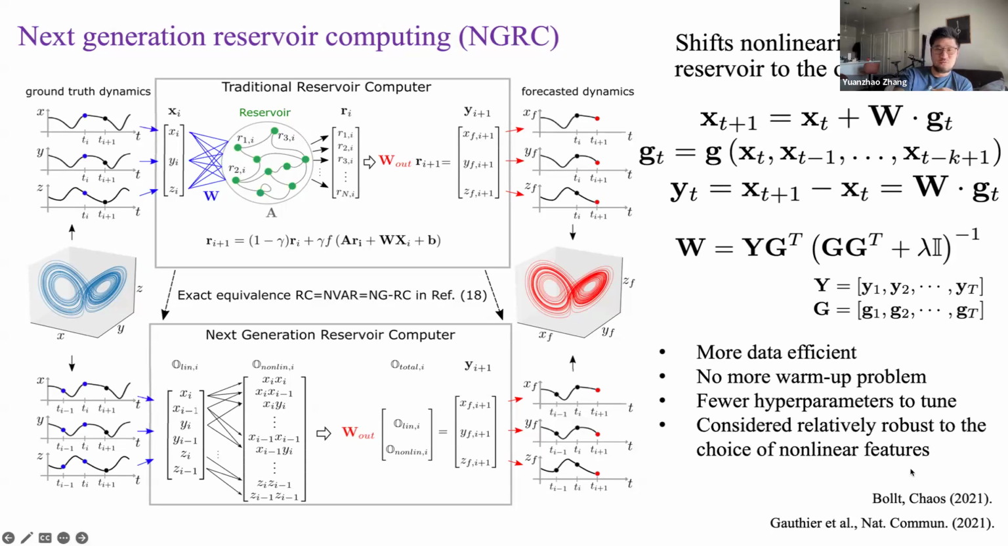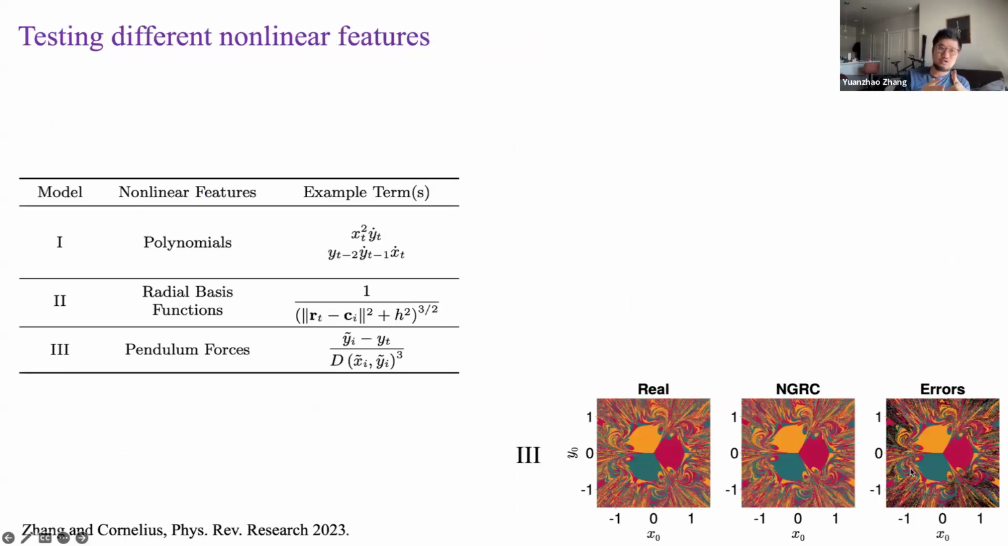So how does it do for the magnetic pendulum system? Here we test 3 different classes of nonlinear features. First, of course, we're just using a bunch of polynomials up to a certain degree. This is assuming that we don't have any particular knowledge about the underlying system. So let's just use a generic polynomial feature library and see how it works.